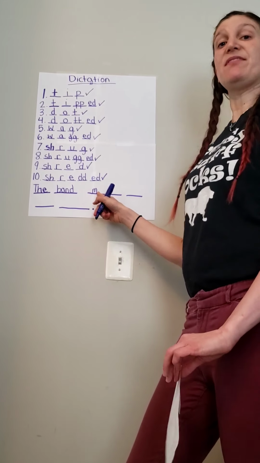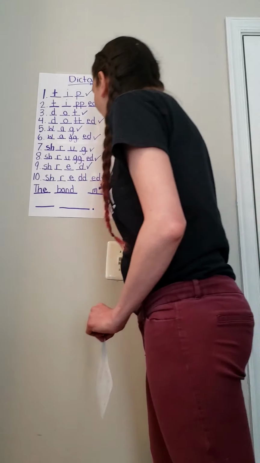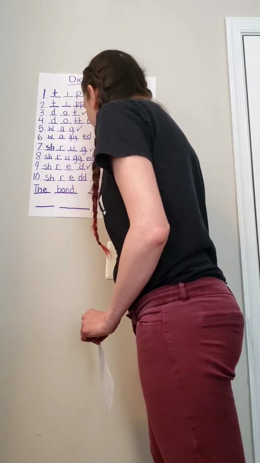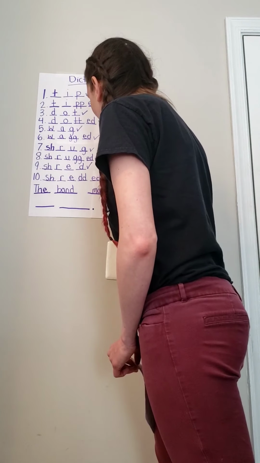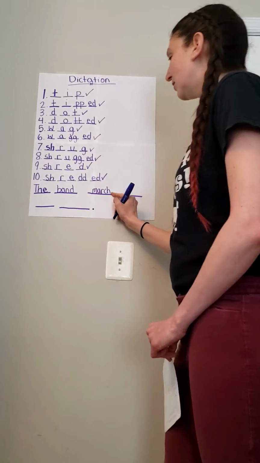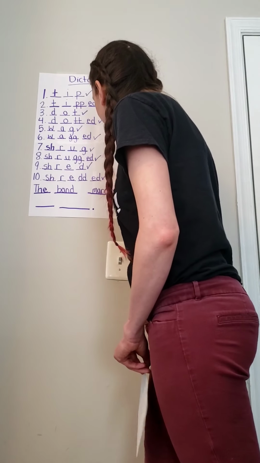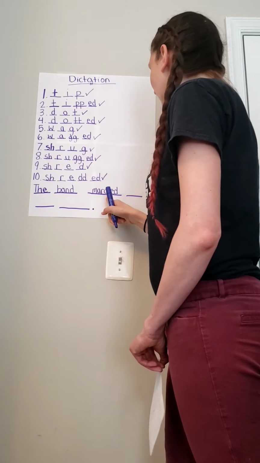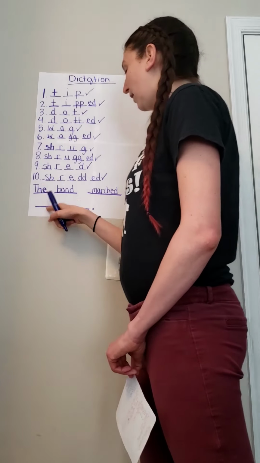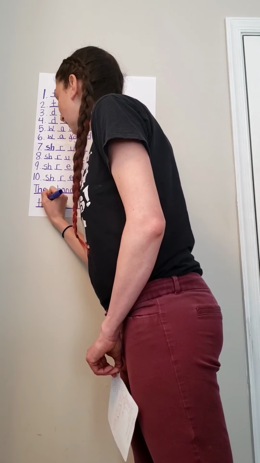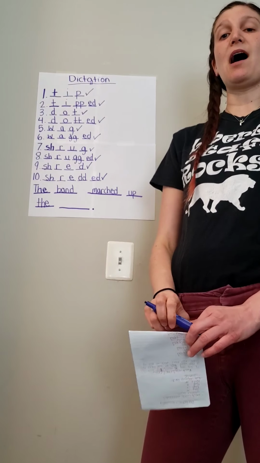R. I remember Miss Douglas taught me yesterday that 2 letters say R. A-R. Ch. There's a digraph. C-H. Marched. Well, since it happened in the past, I know that's ED. Marched up the block.